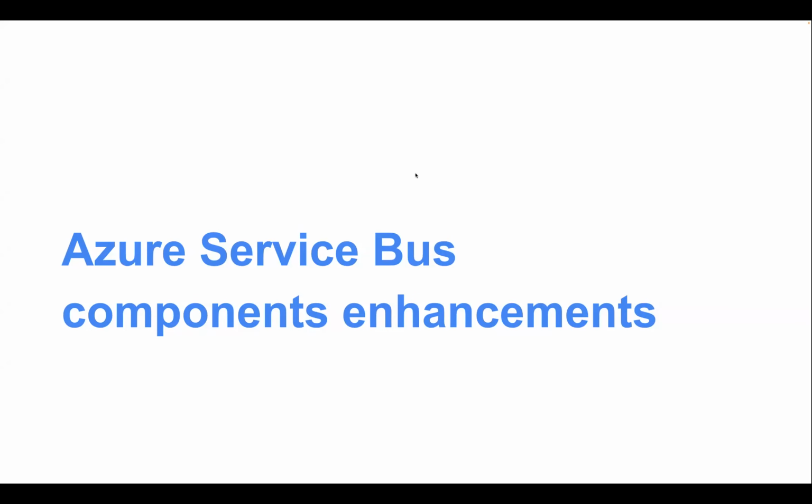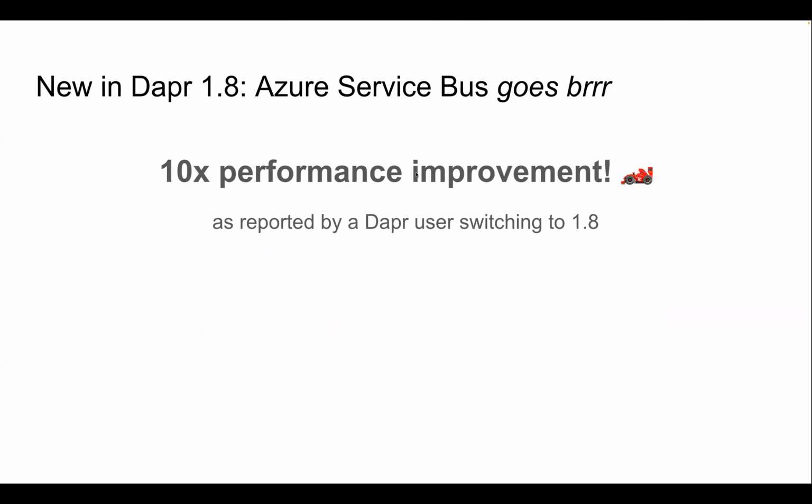Okay, so just very quickly, I wanted to cover a few improvements to our Azure Service Bus components that came in 1.8. This applies to both the Azure Service Bus queue binding and the Azure Service Bus PubSub broker. Can you go to the next slide, please? Let's start with this. A customer updated Dapr from 1.7 to 1.8. They reported a 10x performance improvement using Service Bus with Dapr. If you have to remember one thing about what I'm talking about today, this is it.